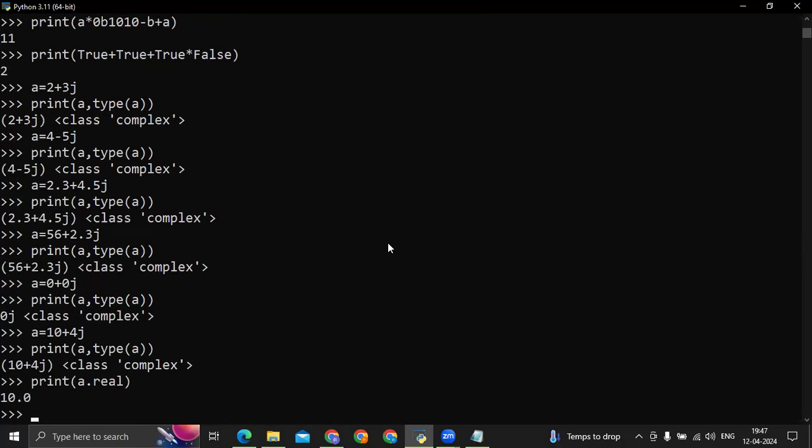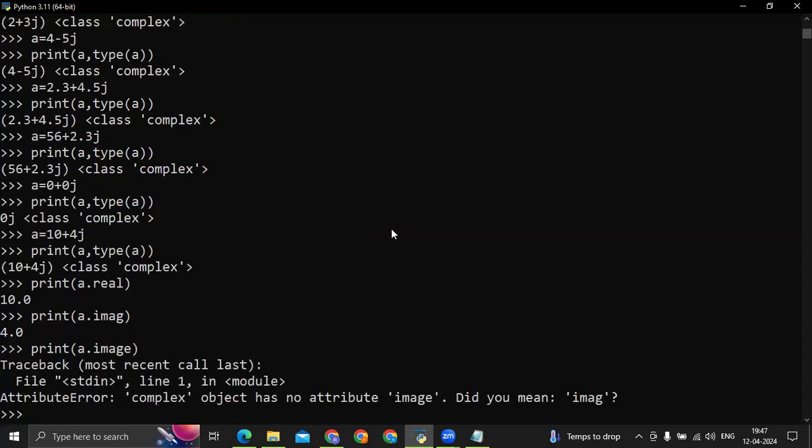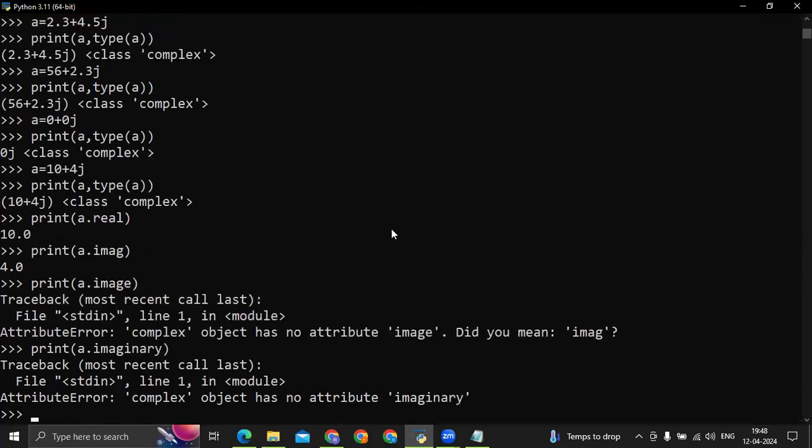It's 10.0. Why? Because I've told you that real and imaginary parts are treated as float values. Right? Now, if I write print A dot imag, got it. Now, in spite of this, if I write print A dot image, no attribute. Now, if I write print A dot, these are the imaginary values, so let me write imaginary. No attribute, imaginary. Clear?